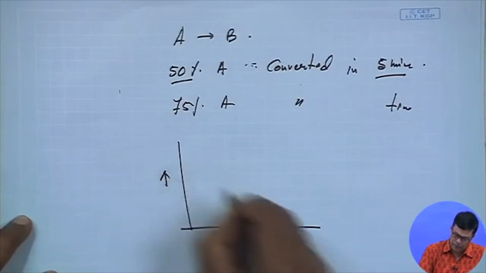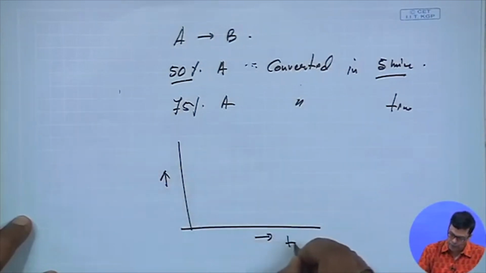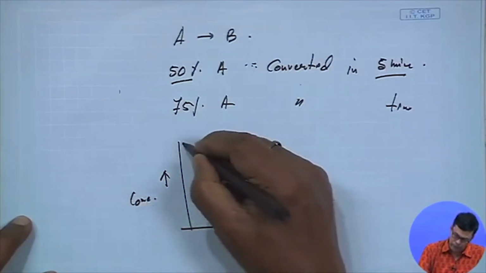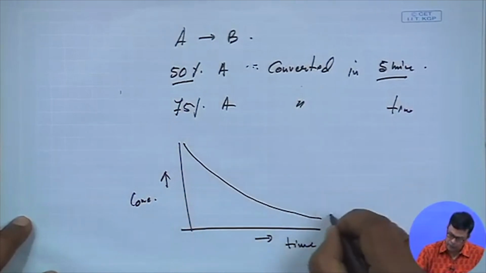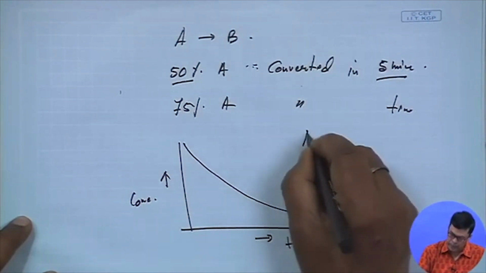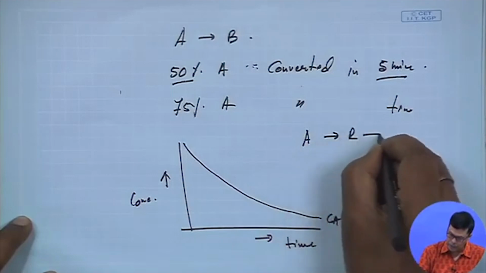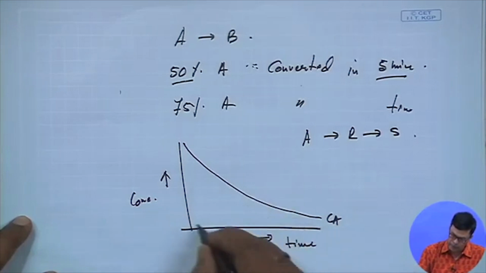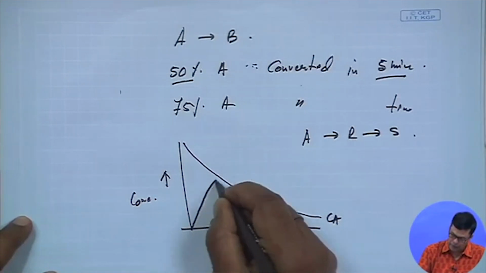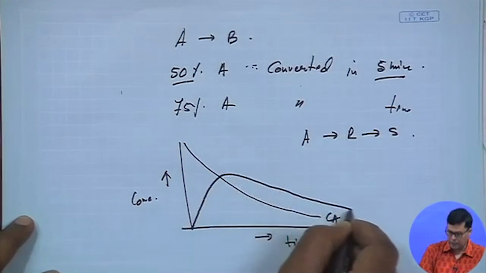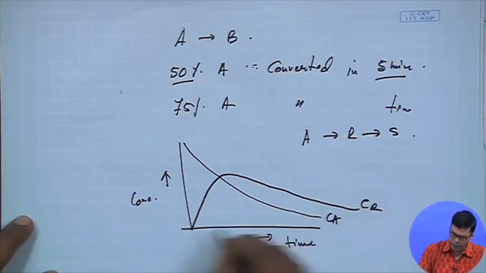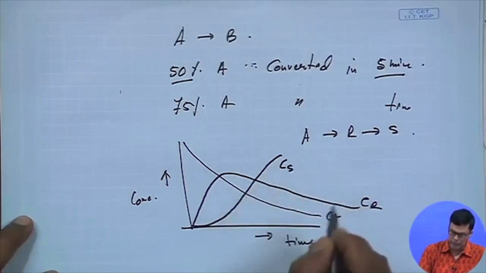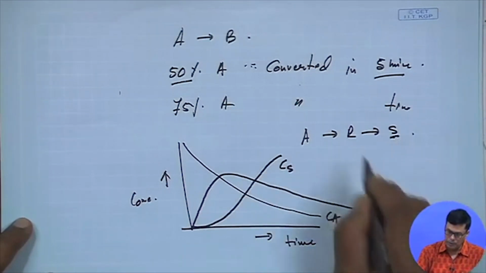we have seen in the chain reaction, when we have the profile with respect to time, this is the concentration, then this Ca will keep on decreasing with respect to time. This is A to R, R to S. So Ca will decrease with respect to time like this, then R will go like this. This is Cr, and if you look at Cs, this will be like this. This is the Cs.